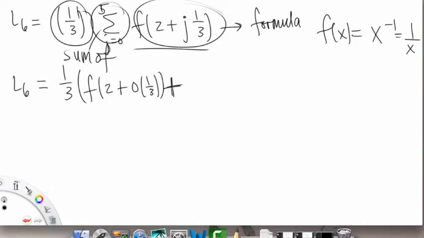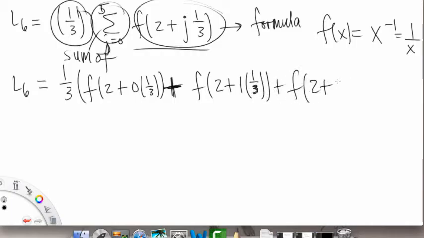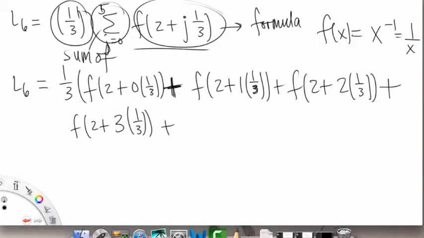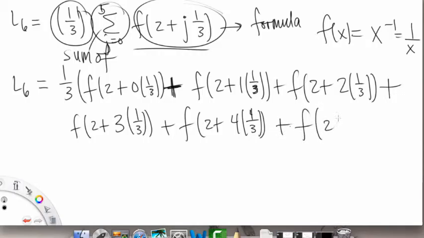And then we're going to add that to, so we're adding terms, f of, and now we'll put in the next whole number, which is a 1 for j. And then we have 1 times 1 over 3, plus f of 2 plus the next whole number, 2, times 1 over 3. We're going to keep doing this until we get to a 5 for our j. So f of 2 plus 3 times 1 over 3, and then f of 2 plus 4 times 1 over 3. We're almost there, and we have one more term, f of 2 plus 5 times 1 over 3.